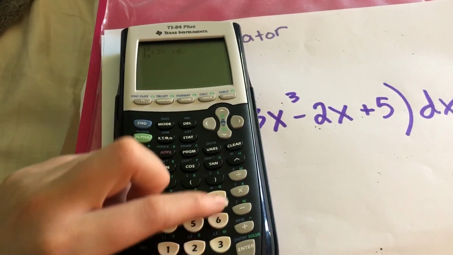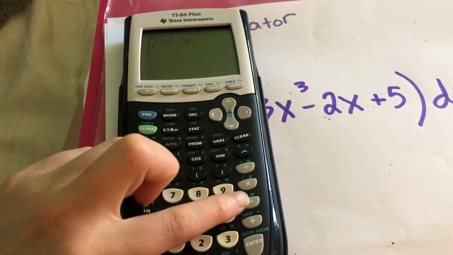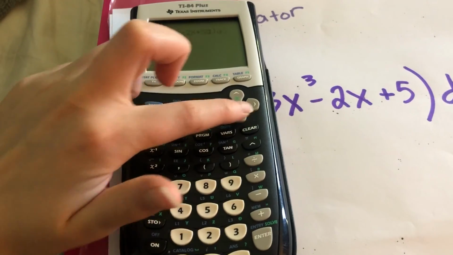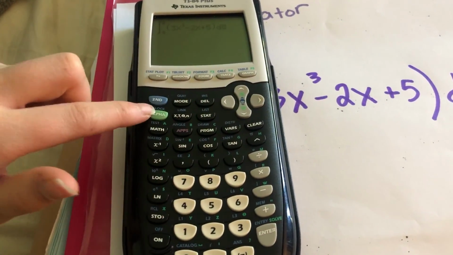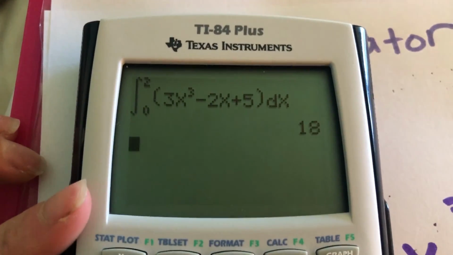3x cubed minus 2x plus 5. And since this equation is in terms of x, your variable of integration is also x. Now all you have to do is hit enter and you get your answer, which in this case is 18.